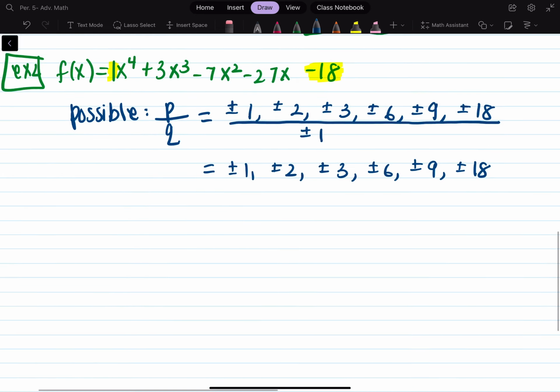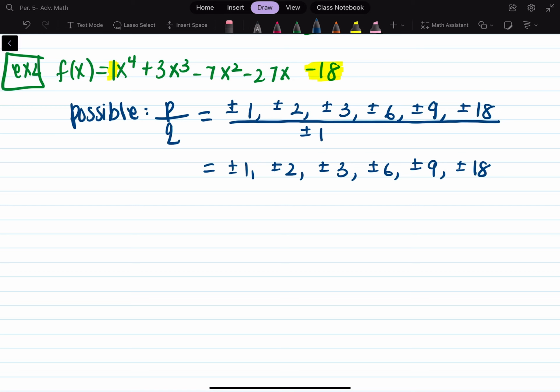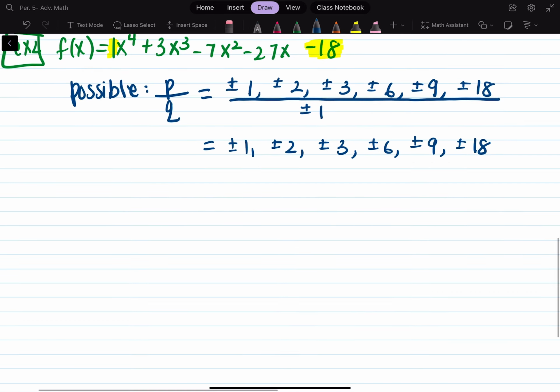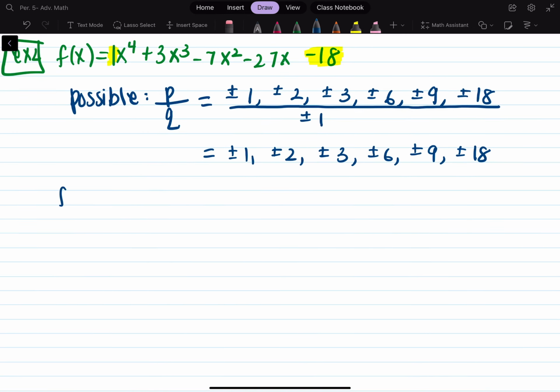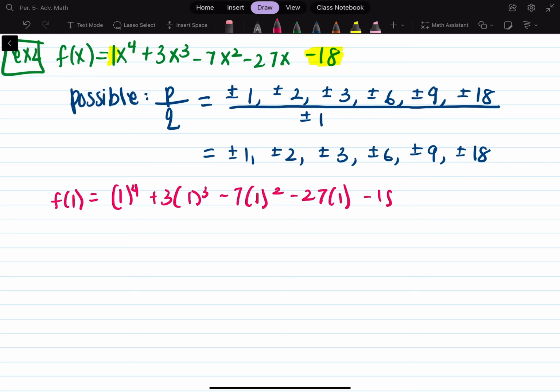Now you need to go ahead and figure out which one of these possible ones is indeed a factor by using the factor theorem. I always like to start with the 1, but you can start anywhere you like. Let's try f of 1 first. What is f of 1 equal to? Well, f of 1 would be equal to 1 to the 4th plus 3 times 1 cubed minus 7 times 1 squared minus 27 times 1 minus 18. I'm going to tell you right now, this one doesn't work. I don't want to do the math for it.